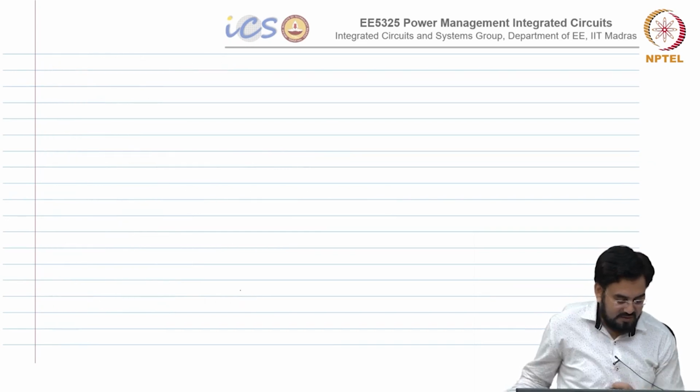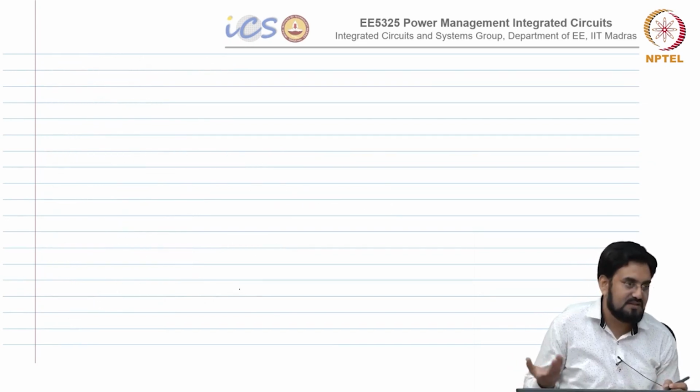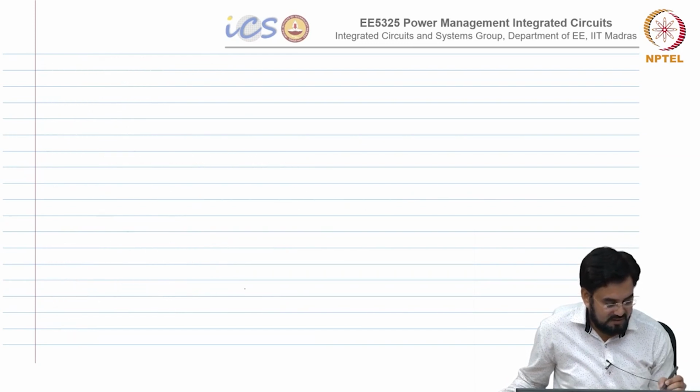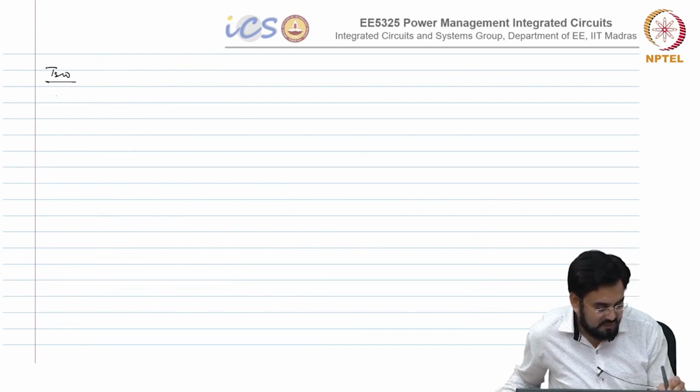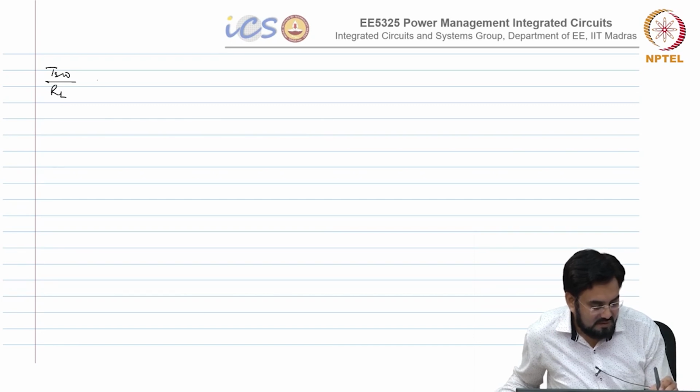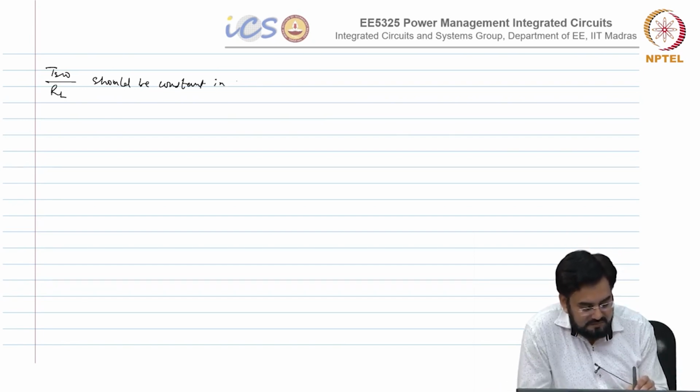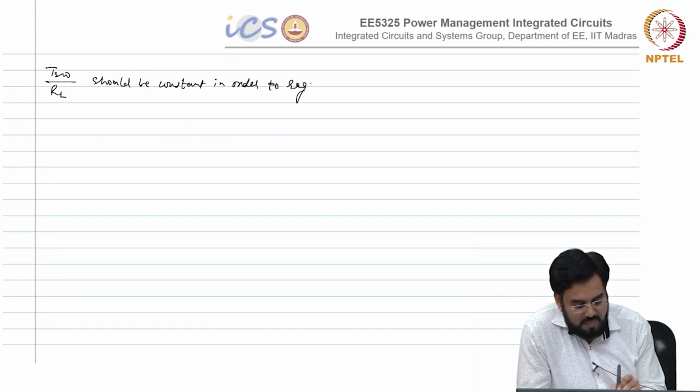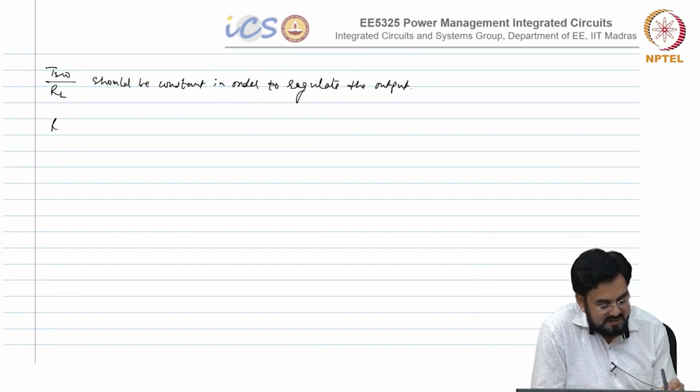Your TSW over RL, and RL is also fixed because that is an inductor. So, you do not have any control on that. So, TSW over RL should be constant in order to regulate the output. Correct.